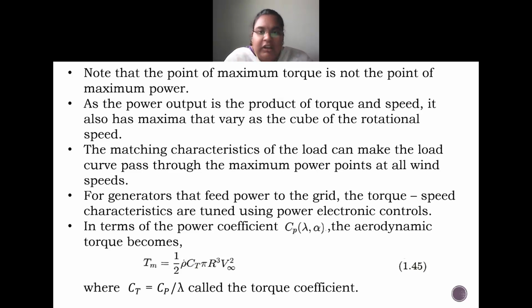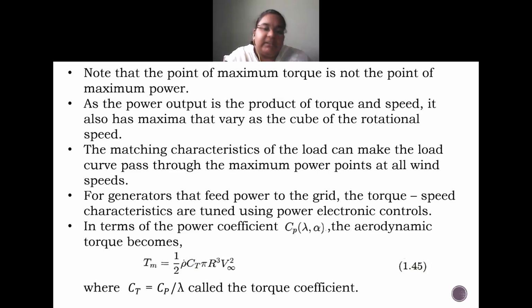As the power is the product of torque and speed, and we know that the torque varies as the square of the rotational speed, there is a maxima of the power that varies as the cube of the rotational speed. Just multiplying it, we have seen this: P max is proportional to omega cube. In the last discussion on the power speed characteristics, we saw that P max is proportional to omega cube. That is what he is establishing.